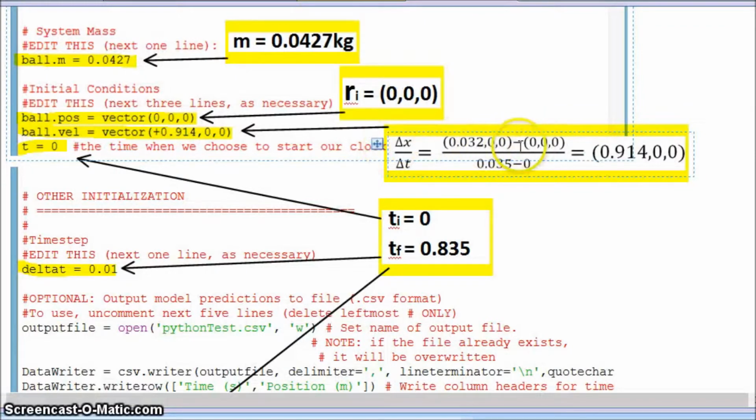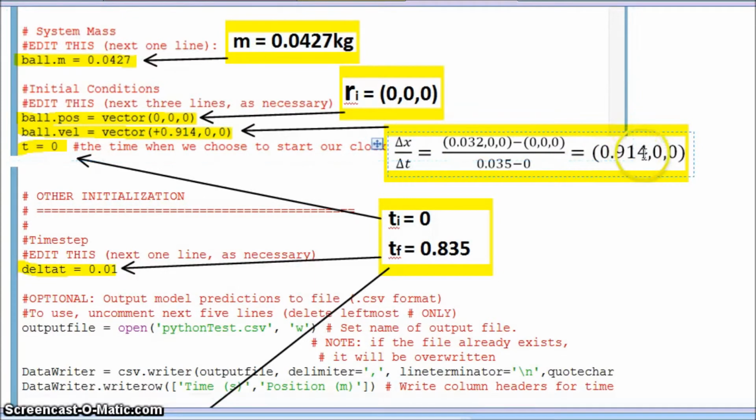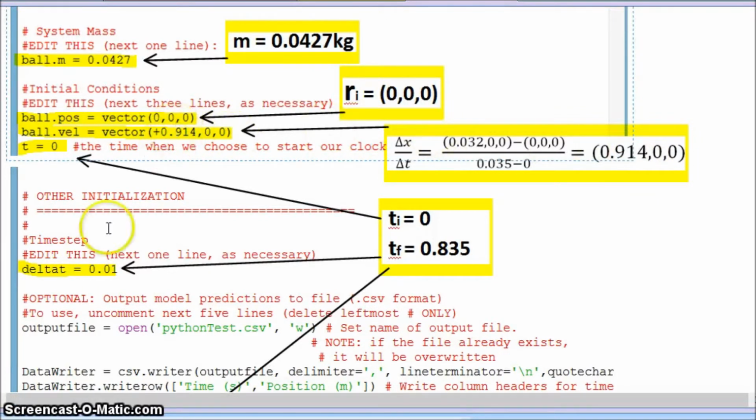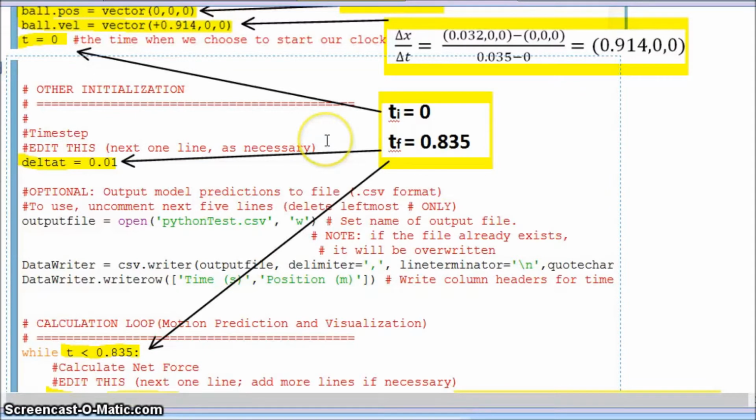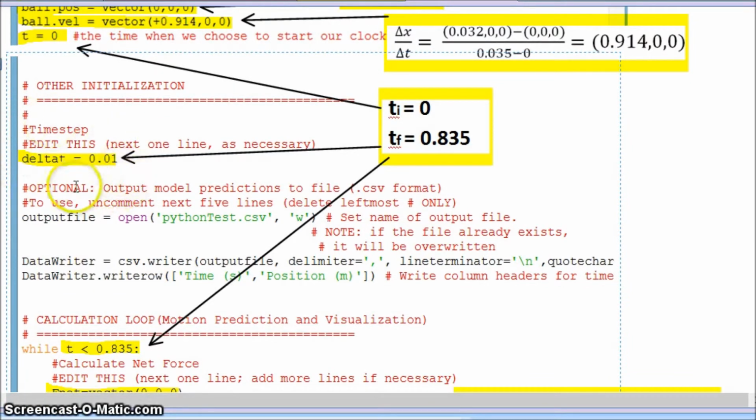Using the information from these data points, we can solve for the initial velocity using the formula change in position over change in time, and our result is 0.914 meters per second in the positive x direction. We put that into the code here. We also need to make sure that the program uses the same initial time and final time that we used for our video analysis, and that the delta t is again relatively small.